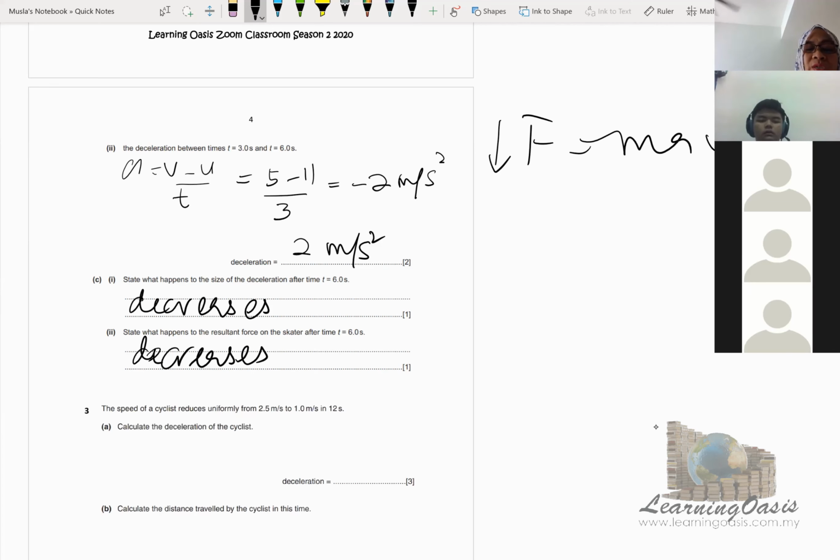If they ask you, there's one question down there that asks what actually causes the decrease in the resultant force, that may be increase in friction and air resistance.